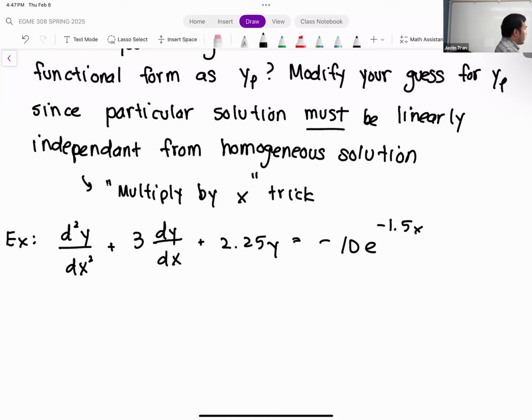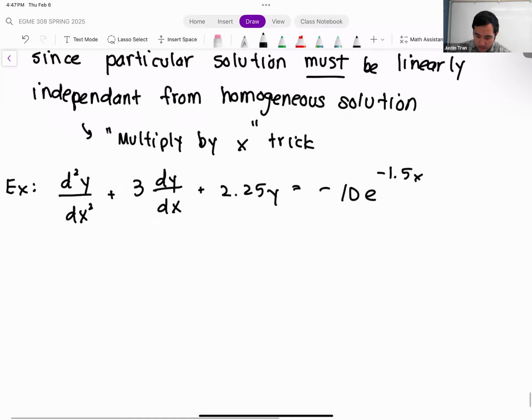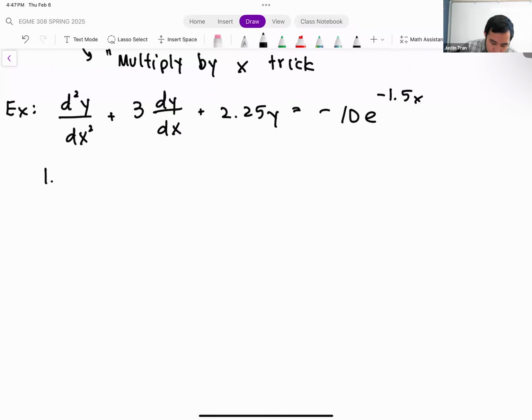Just like we did in the last example, let's solve for the full solution: homogeneous solution, particular solution, and combine them together. I don't think I have it here, but let's also apply initial conditions on this as well, just so you can see that done too. I'll make up some initial conditions.